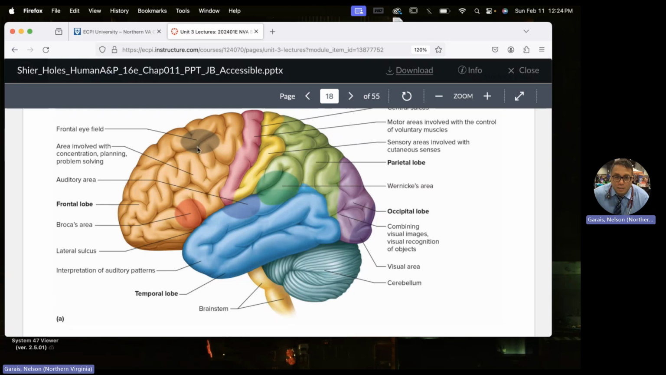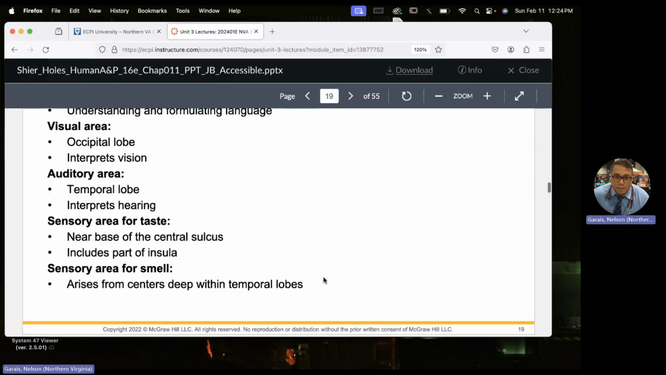Frontal eye field is also here too, because we're going to learn in a second, the occipital is what? Visual. But your frontal eye field, which is near your motor area, is more about what? Controlling where your eyeballs go. But interpreting what you're seeing, that's the occipital lobe back there. So I hope that clears it up a little bit.